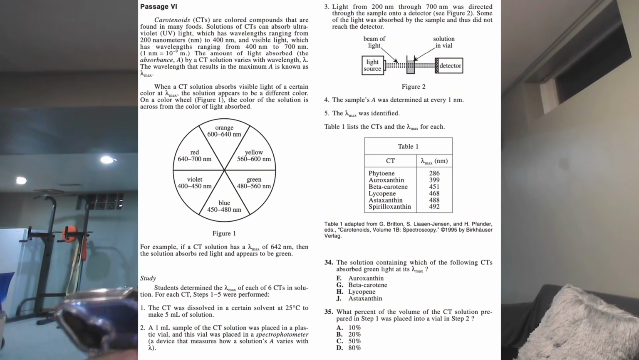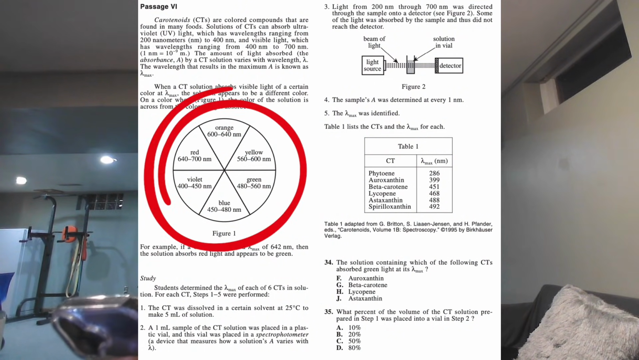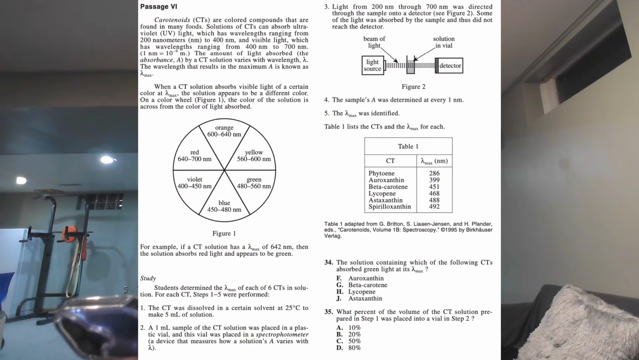The other criteria that the question wants us to meet is which of them absorbed green light, right? So I'll look at the graph and I can see green, yellow, orange, red, violet, blue. So it's like a color wheel, right? And it's telling us between what ranges of nanometers, which is the wavelength, that each color falls into. So this is telling us that anything between 480 to 560 will have green light. So boom, we can look at table 1 and see which one will absorb green light at its lambda max.